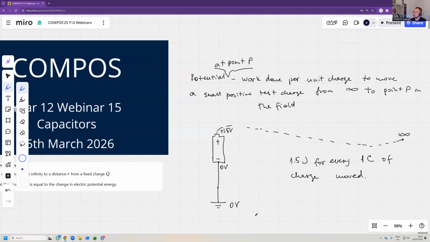The important thing is that the way you move doesn't matter. This is an example of a conservative force, which means the route you take from infinity to that position doesn't matter. It could be a spiral, it could be anything. The work will always be the same. So why would you need to do work? Well, because the terminal is positive. You're moving a positive charge towards a positive charge, so you have to push it.